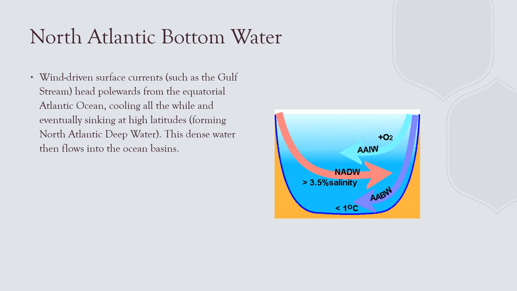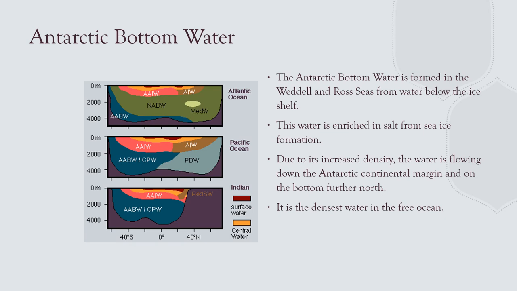The lower portion of our water, the Antarctic bottom water, the North Atlantic deep water, and then the Antarctic intermediate water all run about 4 degrees Celsius or so. Water's maximum density. 3.5 salinity. You can see this depiction here in the Atlantic, the Pacific, and then even the Indian Ocean. You have your water masses.